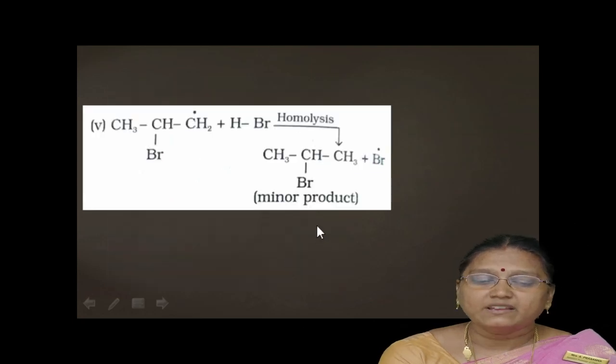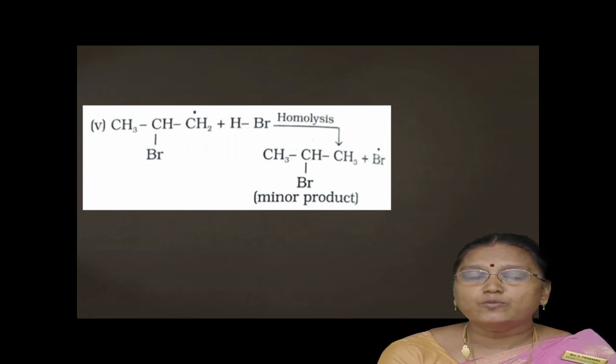The primary free radical can also react with HBr and form 2-bromopropane, that will be the minor product, because this primary free radical is less stable. So this leads to the formation of the product to a lesser extent.